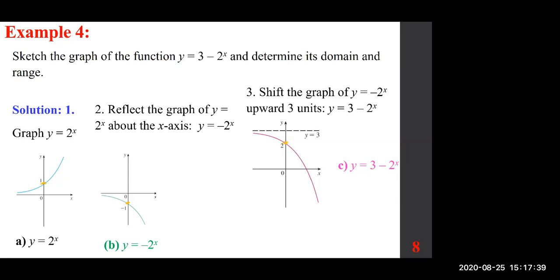Now, what do we notice? We notice the new location of the y-intercept. We notice the domain hasn't changed, it is still all real numbers. We notice the horizontal asymptote, which used to be the x-axis, is now y equals 3. And therefore the range that was from 0 to infinity has changed to negative infinity to 3.